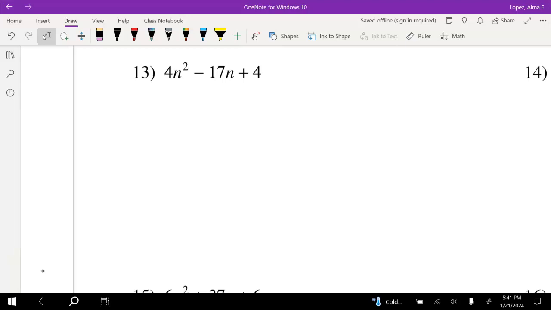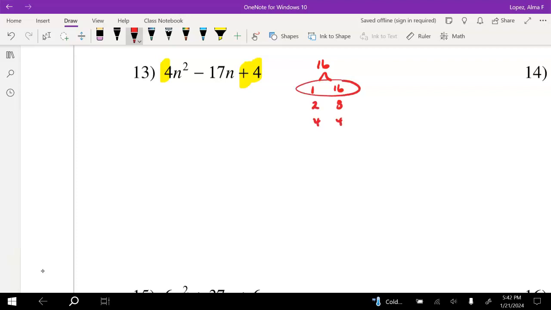Factoring type 2 trinomials, part 3. First thing we're going to do is multiply the lead coefficient and the constant term together. 4 times 4 is 16. Now write down the factors: 1 and 16, 2 and 8, 4 and 4.